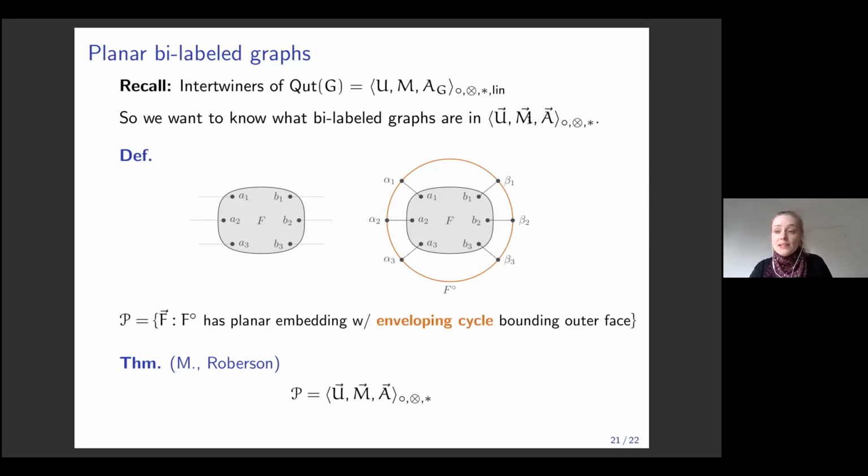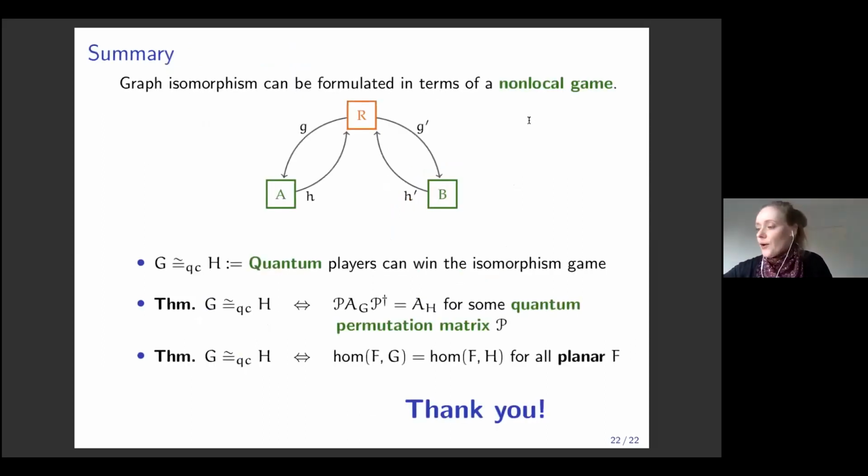All right, so this is how these planar graphs arise, and it tells you that these intertwiners are simply given by the linear span of homomorphism counting matrices of planar bilabeled graphs. All right, so since I have only a few minutes left, I will just stop here and leave a few minutes for questions.